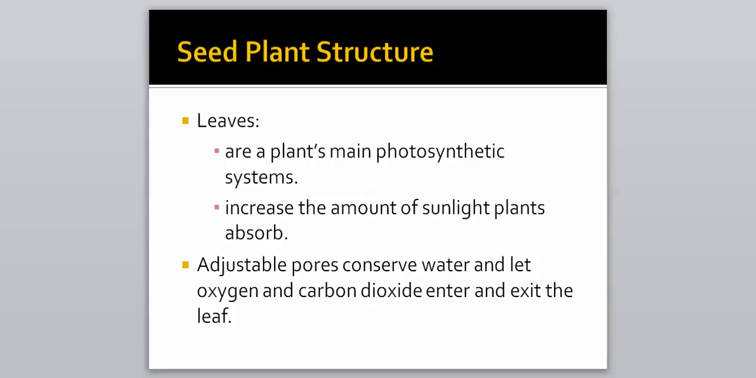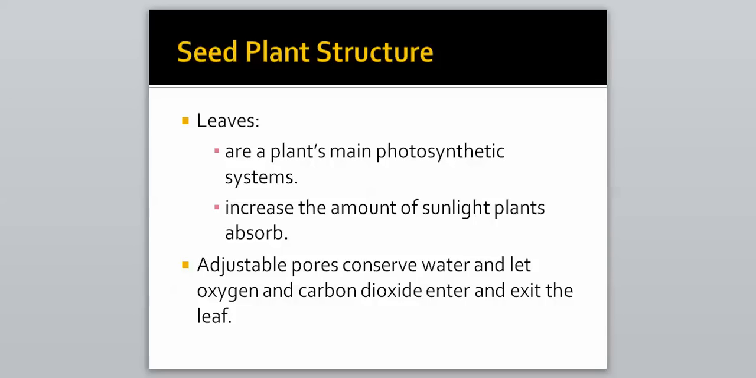Now moving on to our last main organ, the leaves. Leaves are a plant's main photosynthetic system, and they increase the amount of sunlight plants absorb. So I think we have gone over the function of the leaves. The reason why they have the shape that they do is because they are to maximize the absorption of sunlight. So they are photosynthetic organs, and they also have adjustable pores that allow them to conserve water and let oxygen and carbon dioxide enter and exit the leaf.